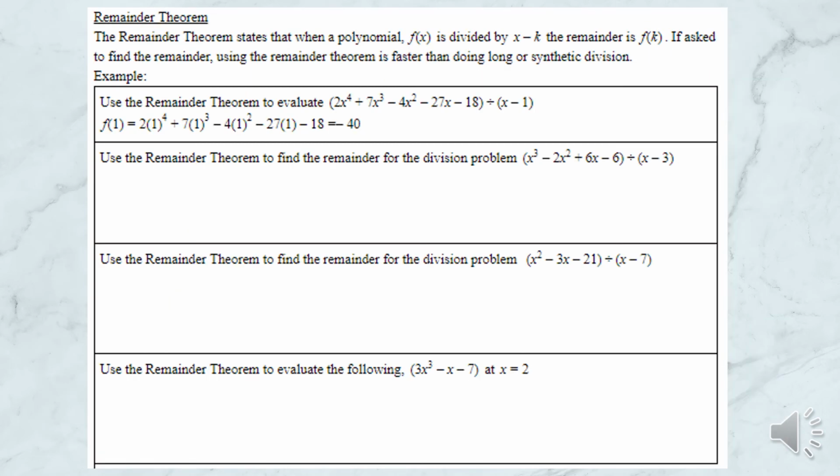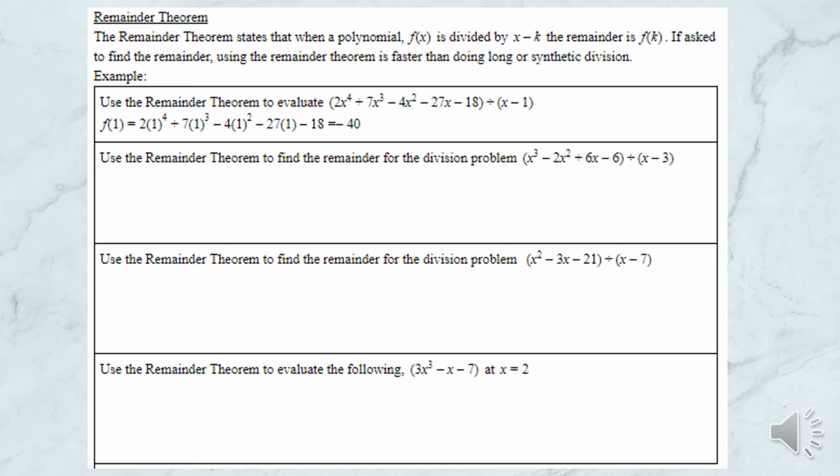The remainder theorem states that when a polynomial is divided by x minus k, the remainder is f of k. So if asked to find the remainder, using the remainder theorem is a lot faster than trying to do division all the way down to get the remainder. So if we are asked in this example to evaluate the remainder when it's divided by x minus 1, I'm going to plug in positive 1 into my equation and get my number as being negative 40. So my remainder would be negative 40.